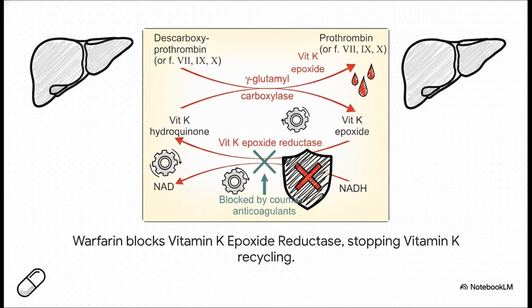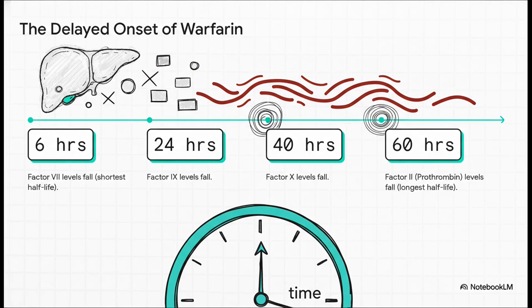You see, for the liver to make certain clotting factors, specifically factors 2, 7, 9, and 10, it needs vitamin K. But it needs the active form of vitamin K. Now, after vitamin K does its job, it becomes inactive. There's an enzyme in the liver called vitamin K epoxide reductase whose only job is to recycle this inactive vitamin K and make it active again. And what warfarin does is it very cleverly blocks this enzyme. So no recycling, no active vitamin K. And if there is no active vitamin K, the liver cannot make new, functional clotting factors. It's really quite brilliant.